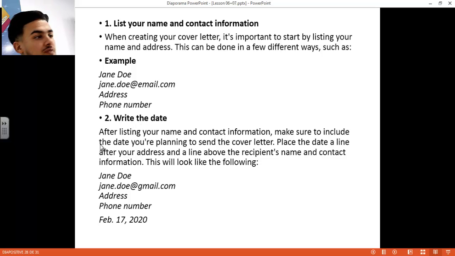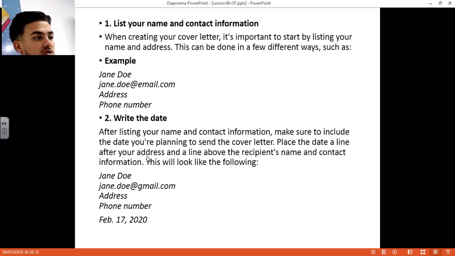Second, write the date. After listing your name and contact information, make sure to include the date you are planning to send the cover letter. So the date here is the exact time that you will send the letter. Let's take an example. If we are writing a letter today, but we decide to send it after 2 days, we have to put the date after 2 days, not today, which is the date of writing.